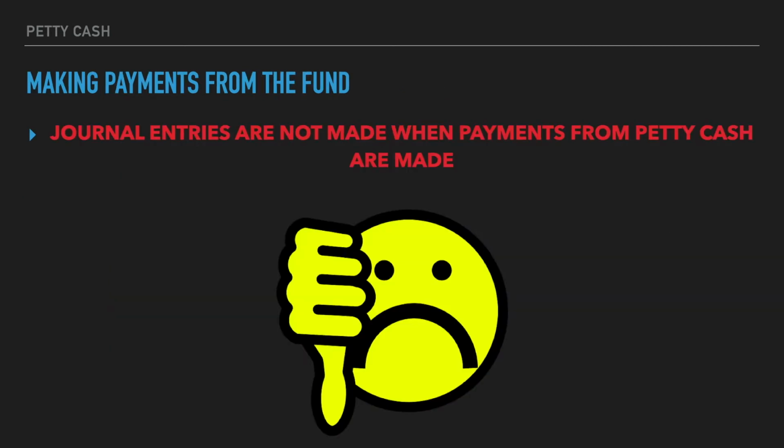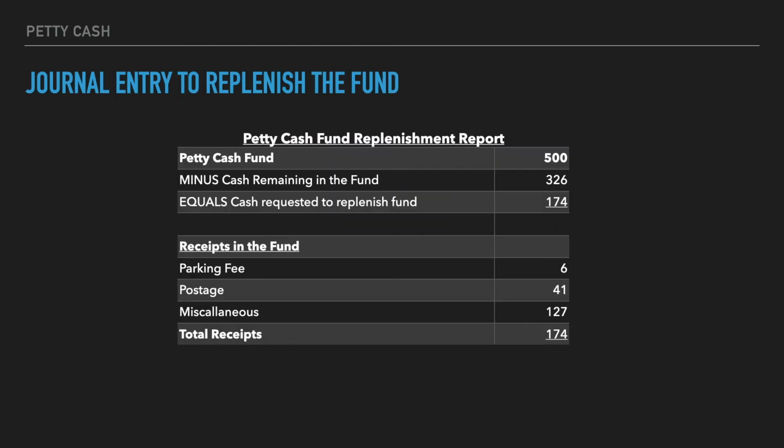Now that we have established our petty fund, many people think that we must make journal entries when payments from petty cash are made. However, we do not record these purchases as they happen. This is extremely important to know when accounting with petty cash.